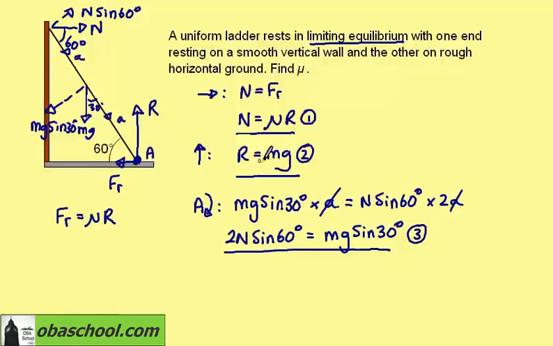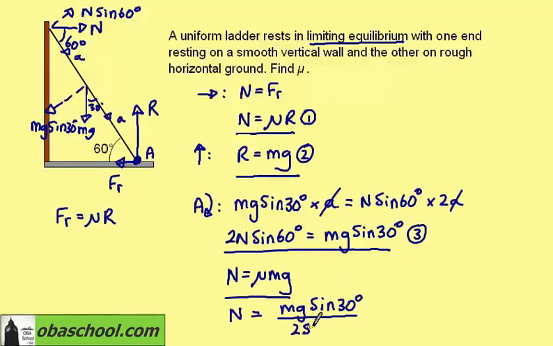We have three simultaneous equations, which we need to solve to find mu. From number 2 we can see that R is equal to mg. We can use this in number 1, giving us that N is equal to mu times mg. If we look at equation 3, rearranging, we get N is equal to mg sine 30 divided by 2 times the sine of 60.